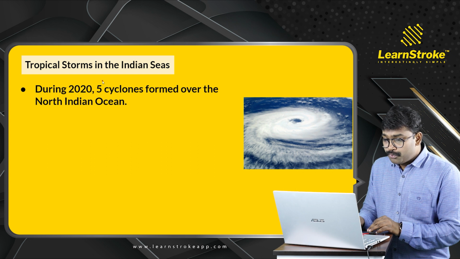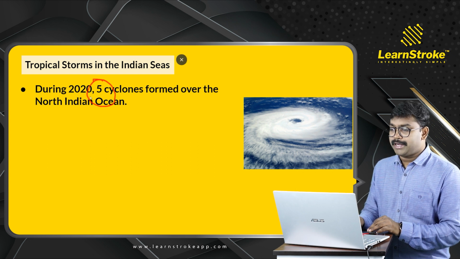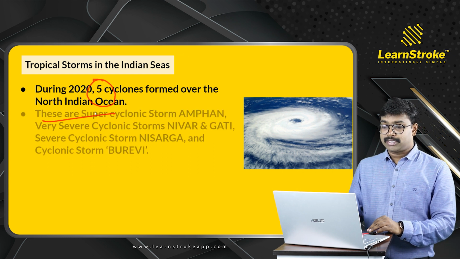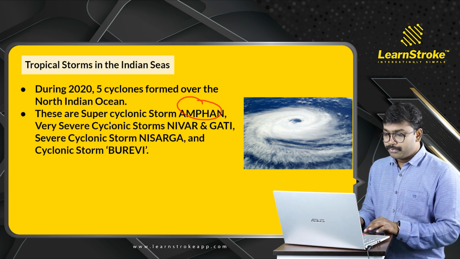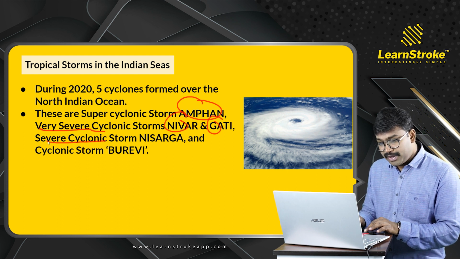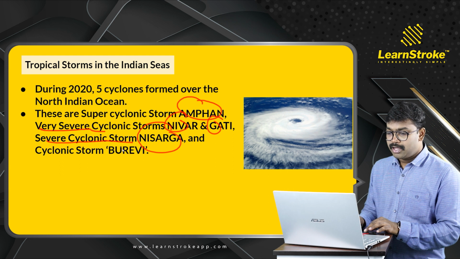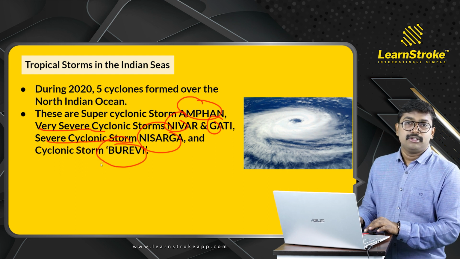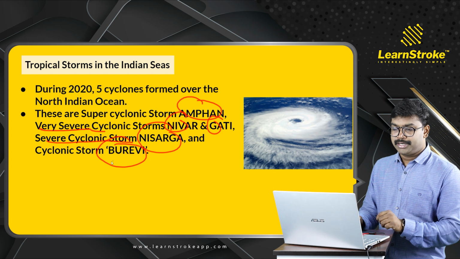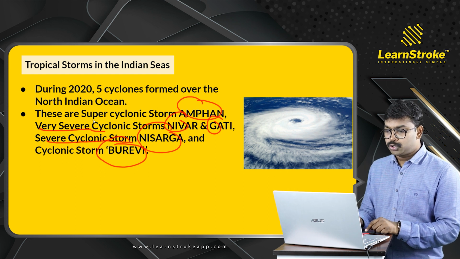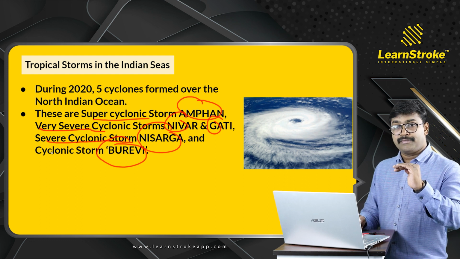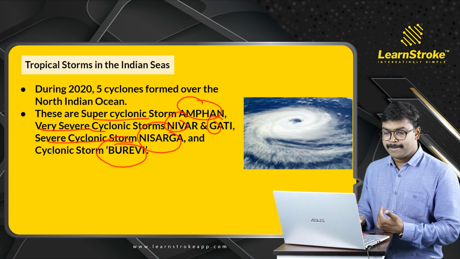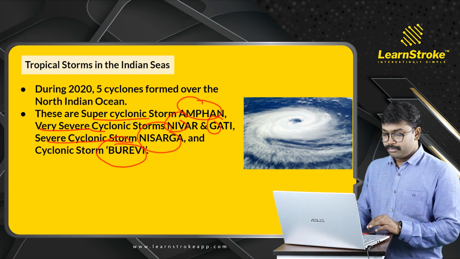During 2020, five cyclones formed over the northern Indian Ocean. There are super cyclone storms like Amphan, very severe cyclones Nivar and Gati, severe cyclonic storm Nisarga and cyclonic storm Burevi. So these are the five important storms which happened in the northern Indian Ocean. The storms you should know: super cyclone Amphan, very severe cyclonic storms Nivar and Gati, severe cyclonic storm Nisarga, and cyclonic storm Burevi.